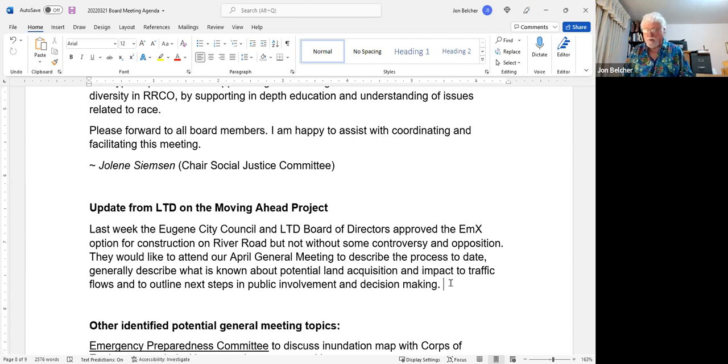They'd also like to share with us what the process will be moving forward and how people can be involved. And I think it's a high interest, high controversy, and timely to have that item on the agenda as well. And I think it'll be of interest to our neighbors.